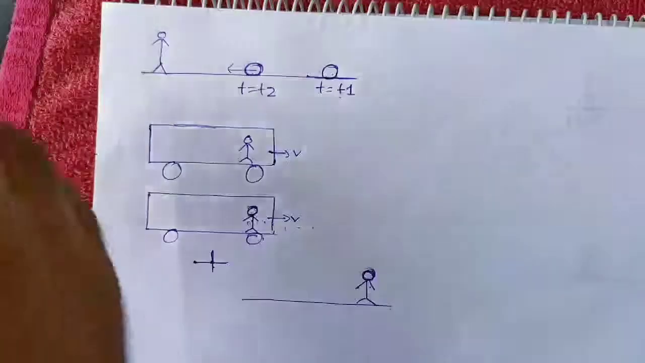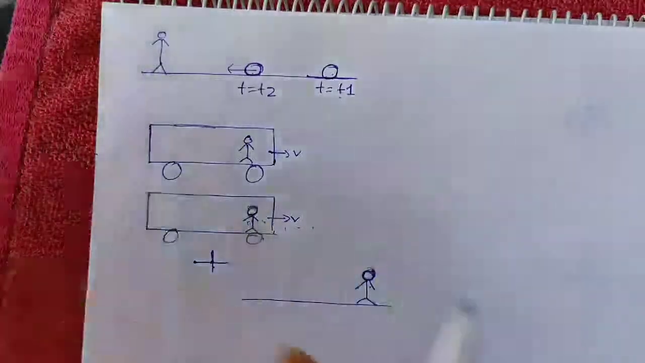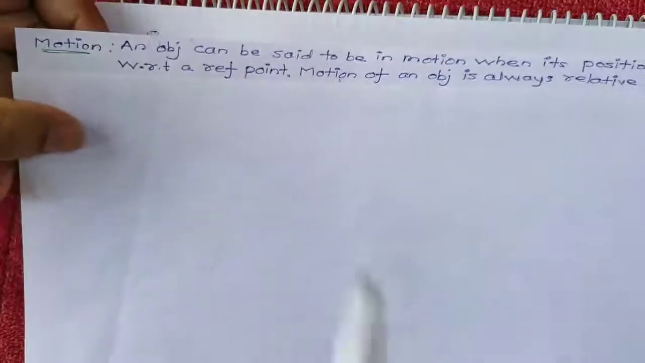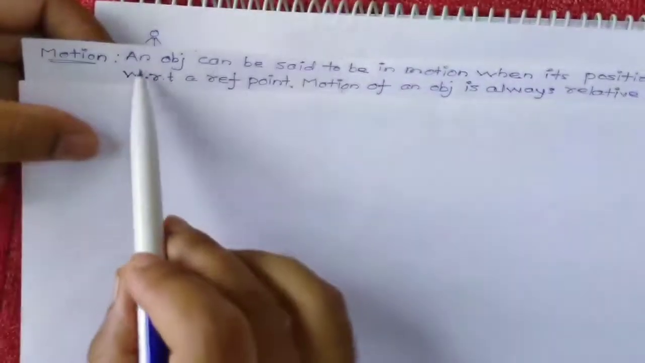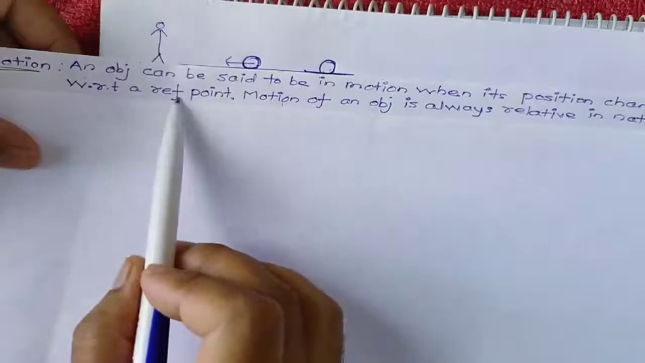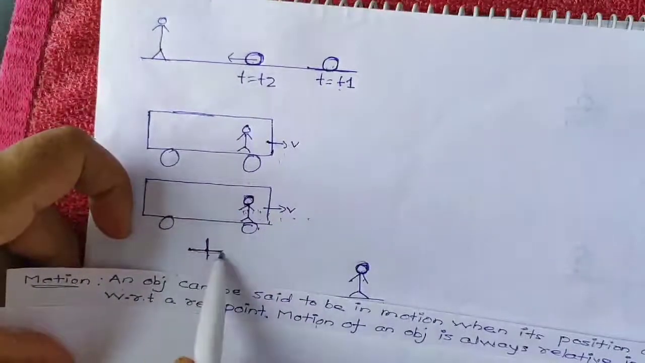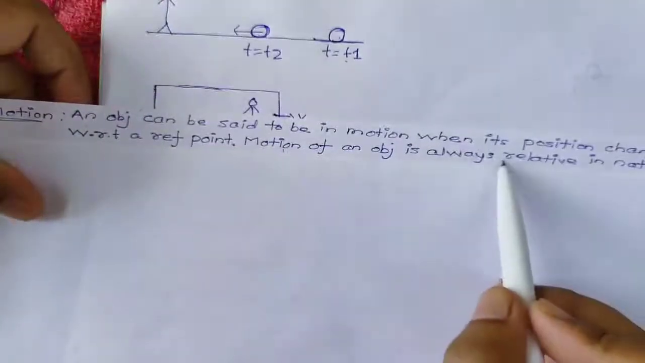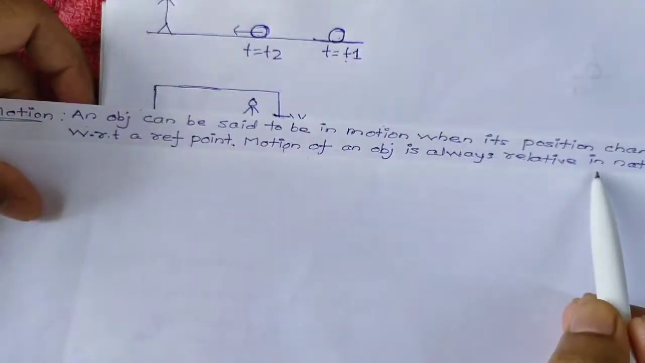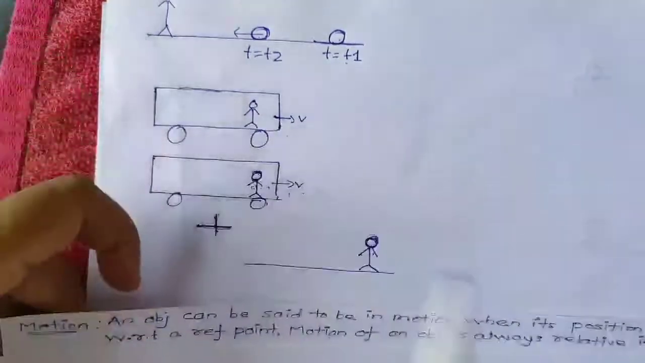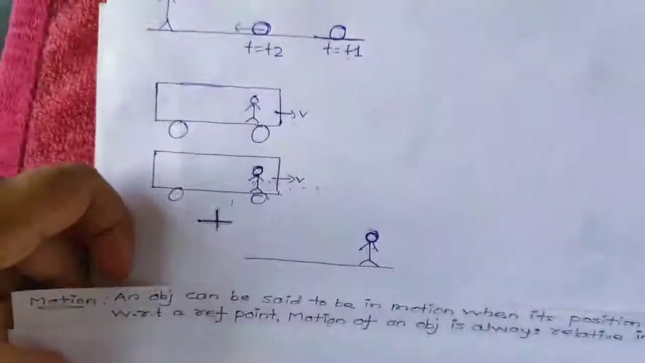So I have written down something for you, so you can write this as a definition of motion of an object. What do we mean by motion of an object? An object can be said to be in motion when its position changes with respect to a reference point. I have taken this particular point as a reference point. Motion of an object is always relative in nature. This is the definition which you can write in your exam, and you can support it with this particular example.